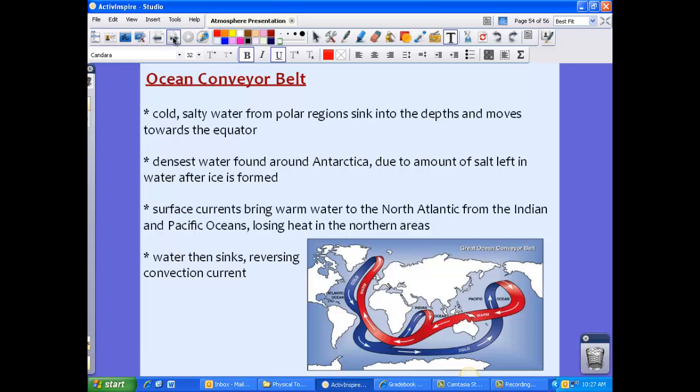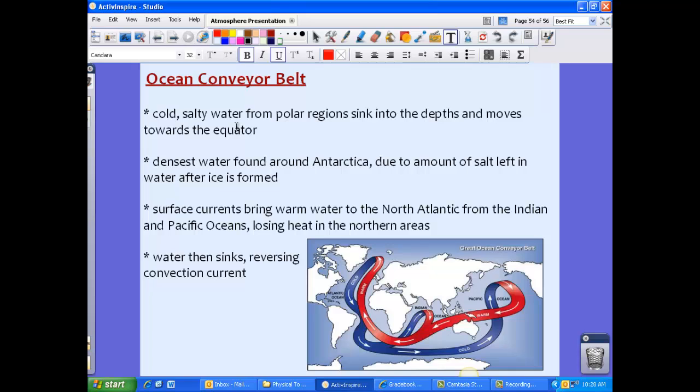Finally, we come to the ocean conveyor belt. Now, this is a picture of what's going on in a big picture. You saw all the little gyres that are going on, but this is really the big ocean conveyor belt. So we see cold, salty water from the polar regions sink because it's denser into the depths. It's going to move towards the equator.